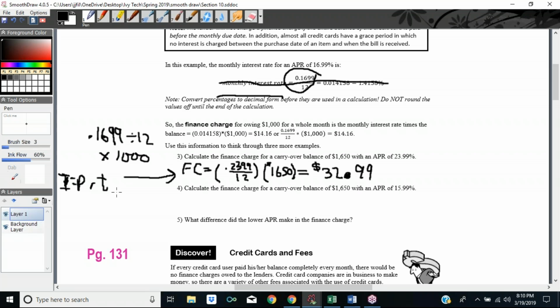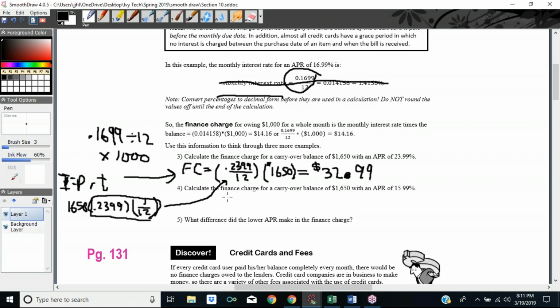So if you look at the example I already did, it's the principal, 1650, times the rate, which was 0.2399. And then remember, for that interest that we calculated earlier, the time was in years. So this is 1/12 of a year. And if you put these two together, that's the same as that right there. So it's really the same thing we did when we calculated simple interest.